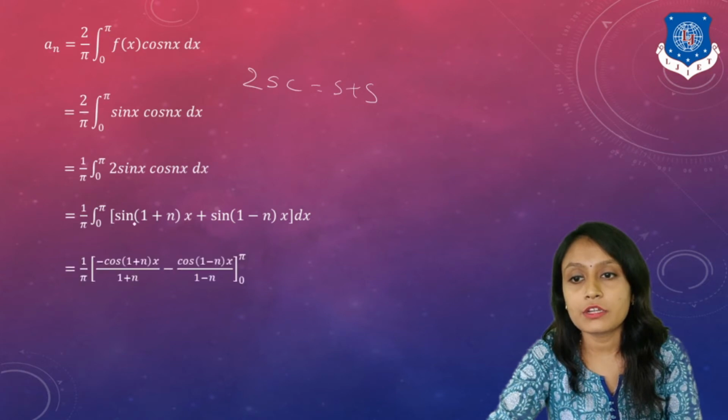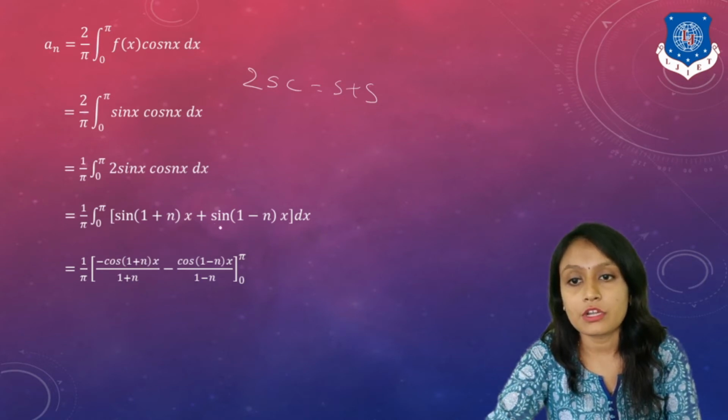Now we know the integration of sine is minus cos. So here we have minus cos (1 plus n)x upon 1 plus n. And again, integration of sine is minus cos, so here we have minus cos (1 minus n)x upon 1 minus n. And the limit is 0 to pi.